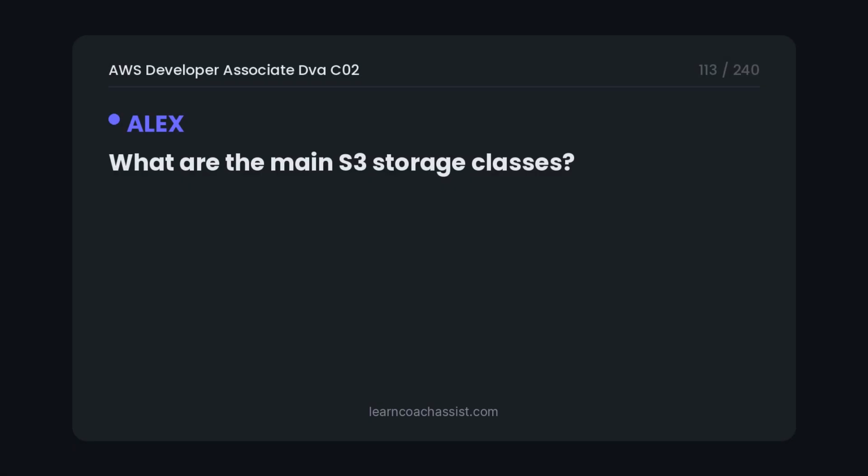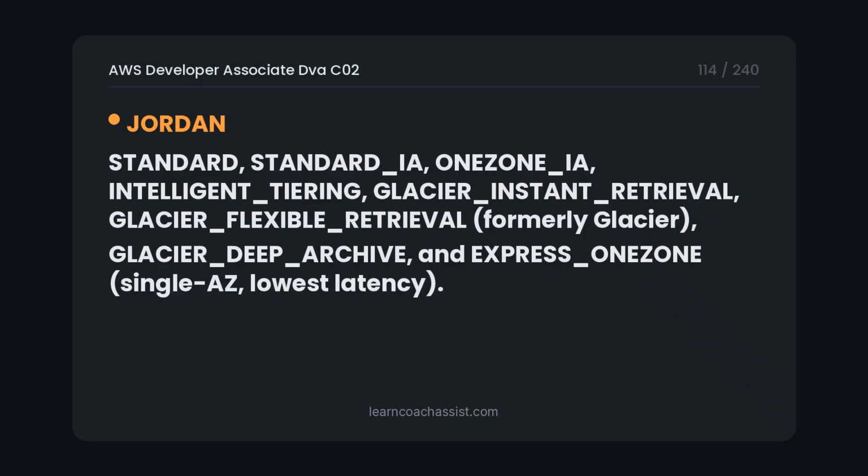What are the main S3 storage classes? Standard, Standard-IA, One Zone-IA, Intelligent-Tiering, Glacier Instant Retrieval, Glacier Flexible Retrieval, formerly Glacier, Glacier Deep Archive, and Express One Zone, single AZ, lowest latency.